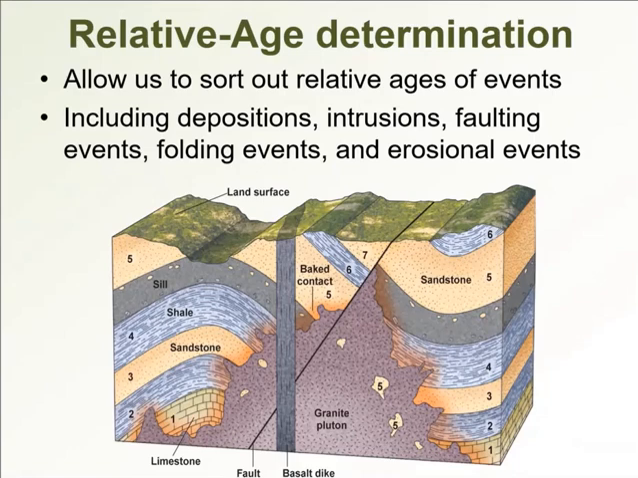The next youngest thing would be this fault. So the fault is cutting across this pluton. It's cutting across the folding and then all the beds.